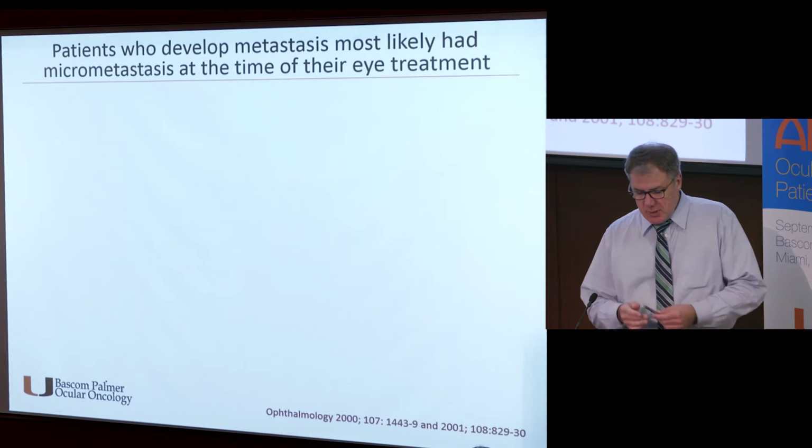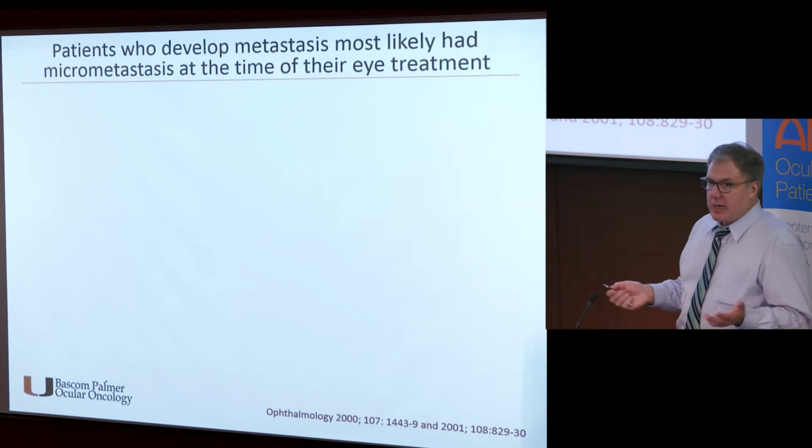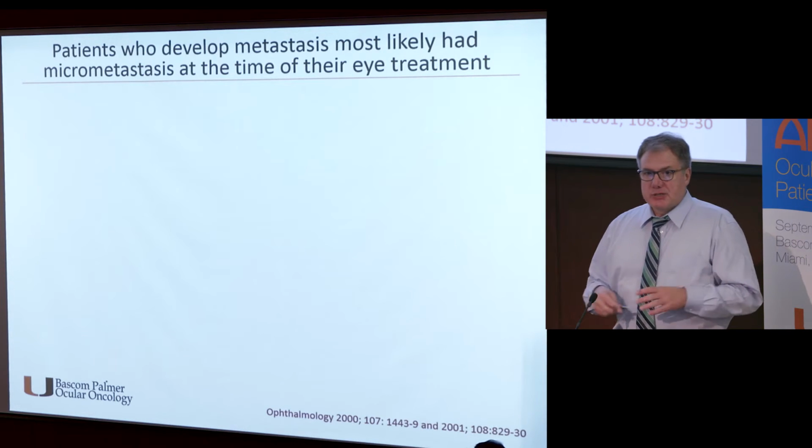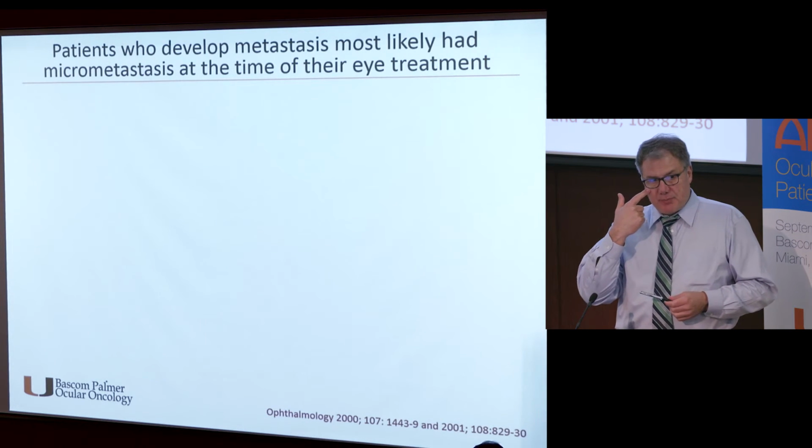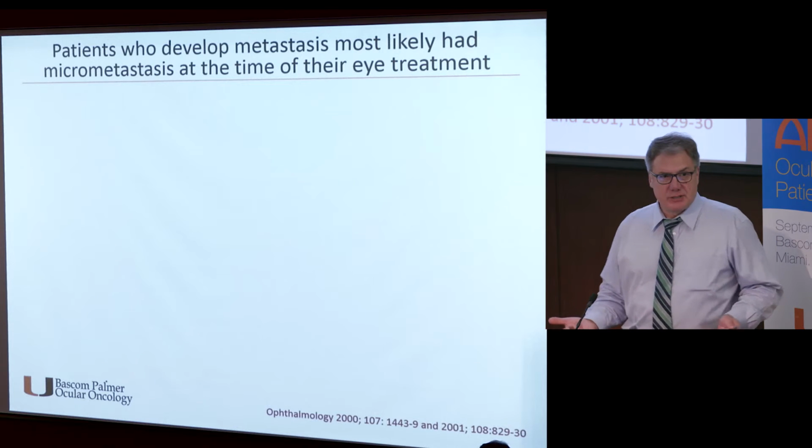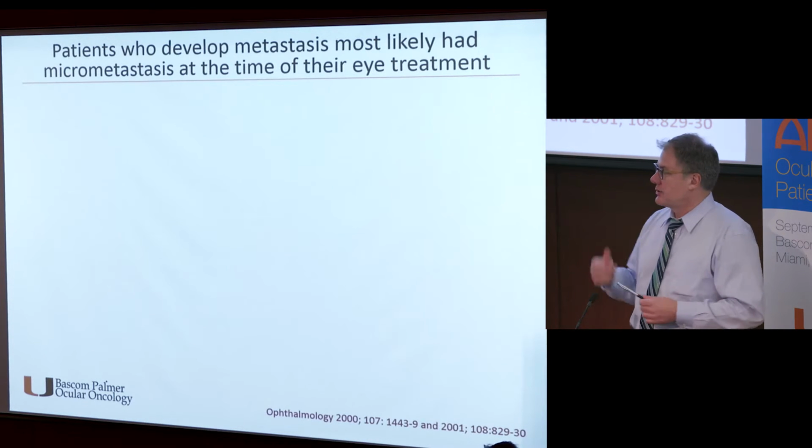Now, we just talked about how good we are at treating the eye tumor. Why does anybody get metastatic disease, if we're pretty good at killing the eye tumor?